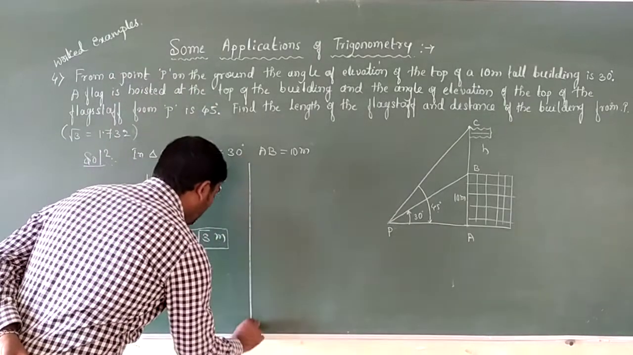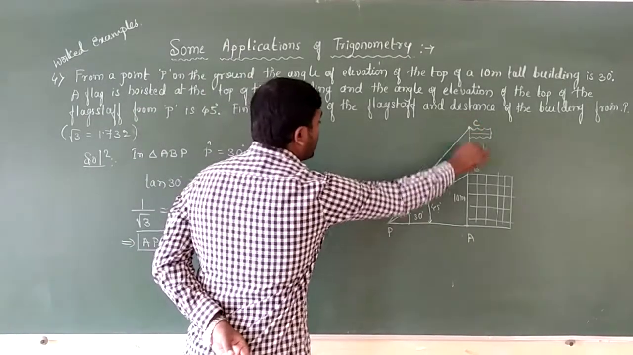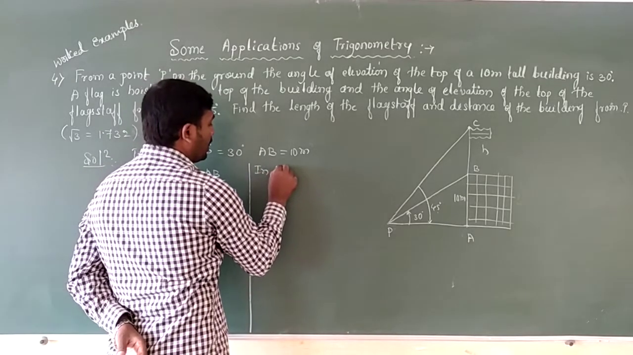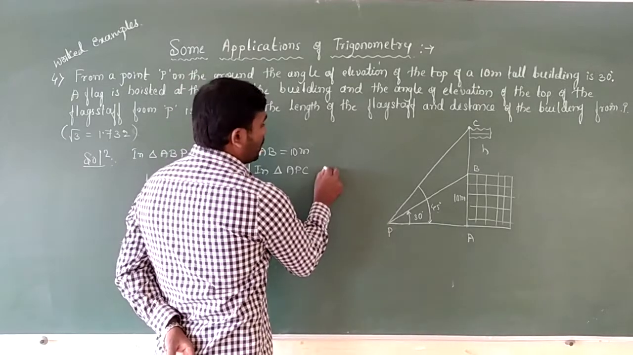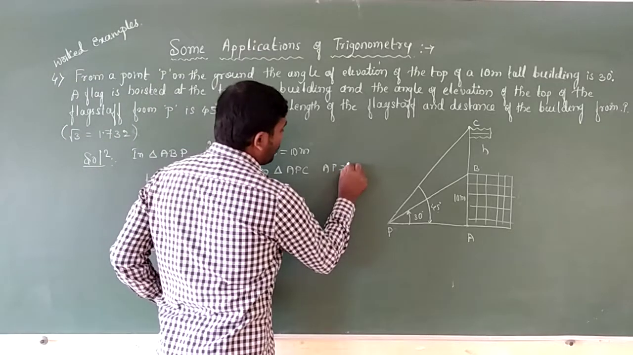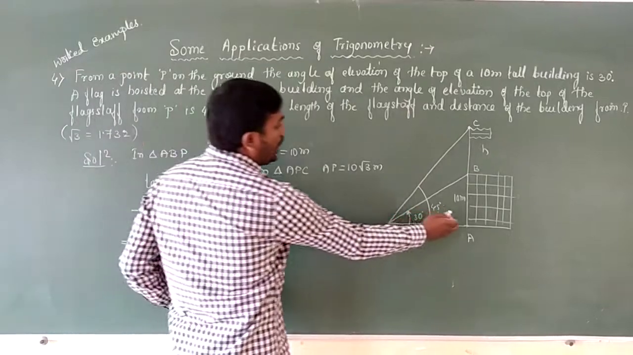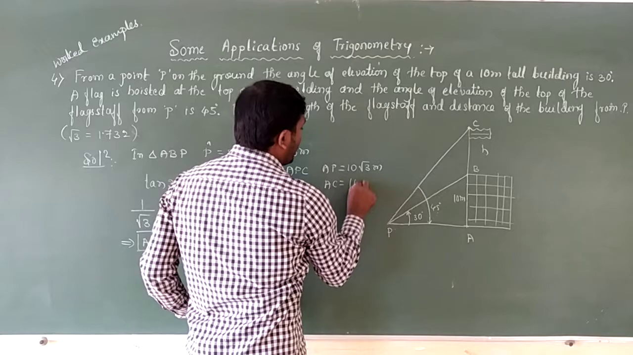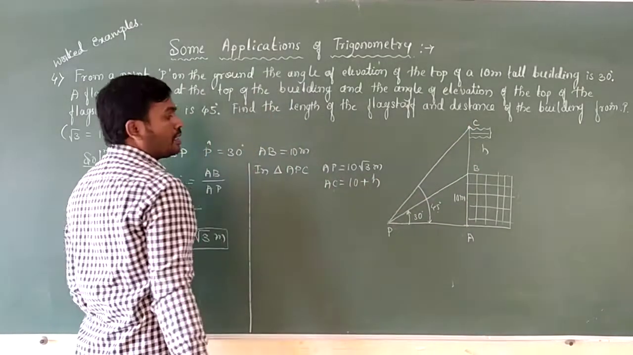To find the height of the flag post, let us consider now the triangle APC. In triangle APC, AP is known, we already found it, 10 root 3 meters, and we don't know AC. AC is equal to 10 plus AB plus BC, that is 10 plus H.